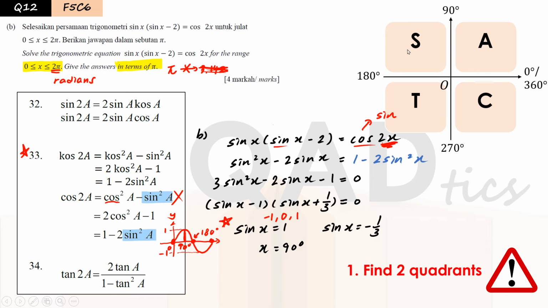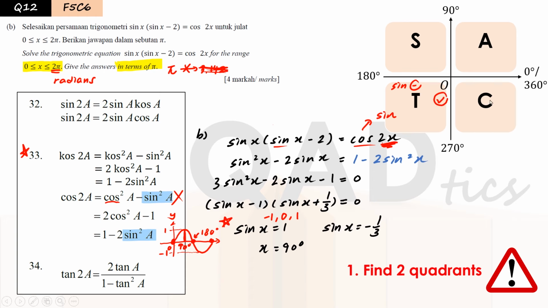So the next quadrant is S. S here refers to sine, and this means that sine is the only trigo function which is positive here, which is also not the quadrant that we want. We want sine to be negative. So we go to the third quadrant, which is T, which stands for tan. So tan is the only positive trigo function here, which means sine is negative, right? Sine here is negative. So this is one of the quadrants that we want.